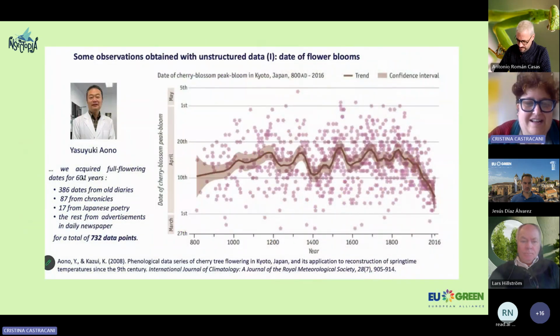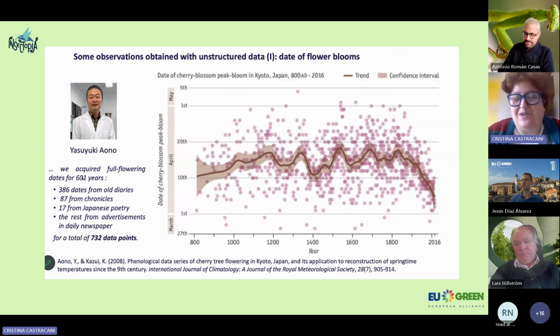Thanks to all this information that was taken by non-professional scientists, merchants, politicians, monks, and so on, this researcher, Yasuyuki Aono, was able to produce this analysis, where you can see all the development of the beginning of the cherry blossom from the year 800 till basically today. He used 732 data points, and most of them came from old diaries, chronicles, Japanese poetry, and the rest from advertisements in daily newspapers.